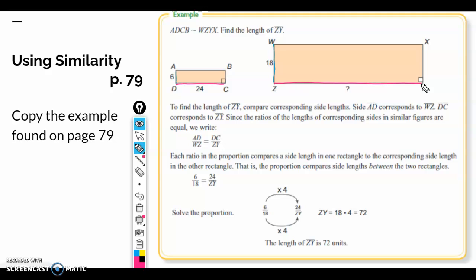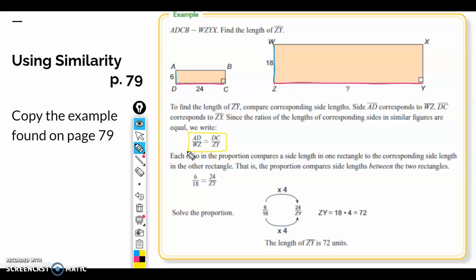And since the ratios of the lengths of corresponding sides in similar figures are equal, we can write a proportion: AB over WD equals DC over DY. So again, we're writing the ratio with our corresponding sides. Each ratio in the proportion compares the side length in one rectangle to the corresponding side length in the other. That is, the proportion compares side lengths between the two rectangles.